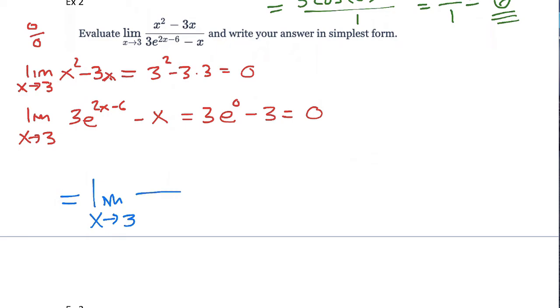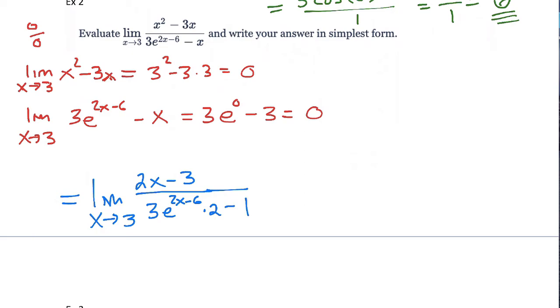And then we want to differentiate the numerator and the denominator separately. So not using any kind of quotient rule, but this would be 2x minus 3. And if we differentiate the denominator, we are going to have to use the chain rule on that first part. So it would be 3e to the 2x minus 6 times 2. And then you do have minus 1 there.